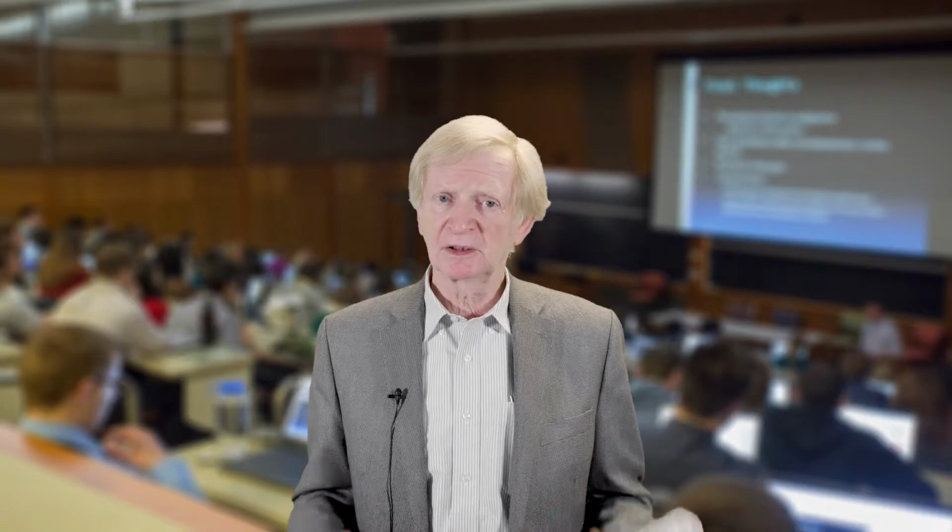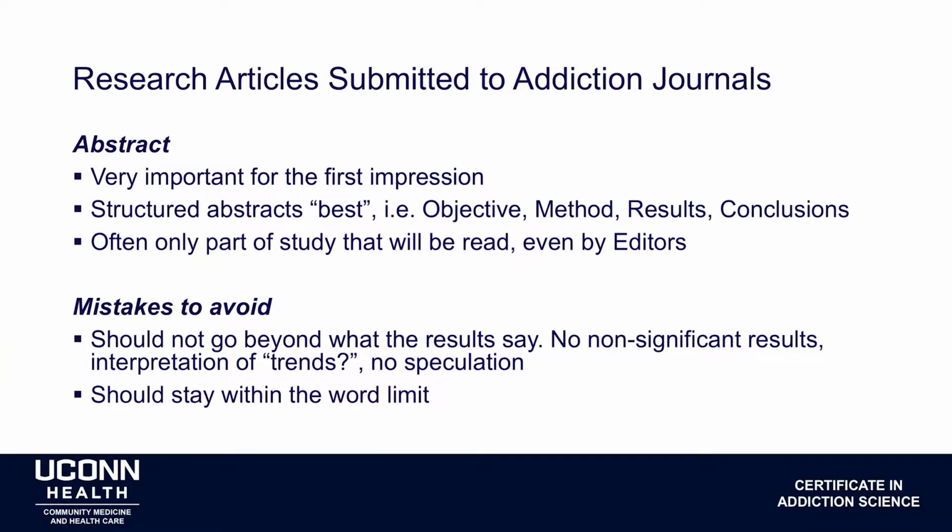So let's go through that process, starting with the abstract. The abstract is very important. It communicates a lot of information initially about an article that's been submitted to a journal. And now most journals require structured abstracts, which start with background or aims or objectives, and then a description of the methodology in a few sentences, and then the results and discussion or conclusions.